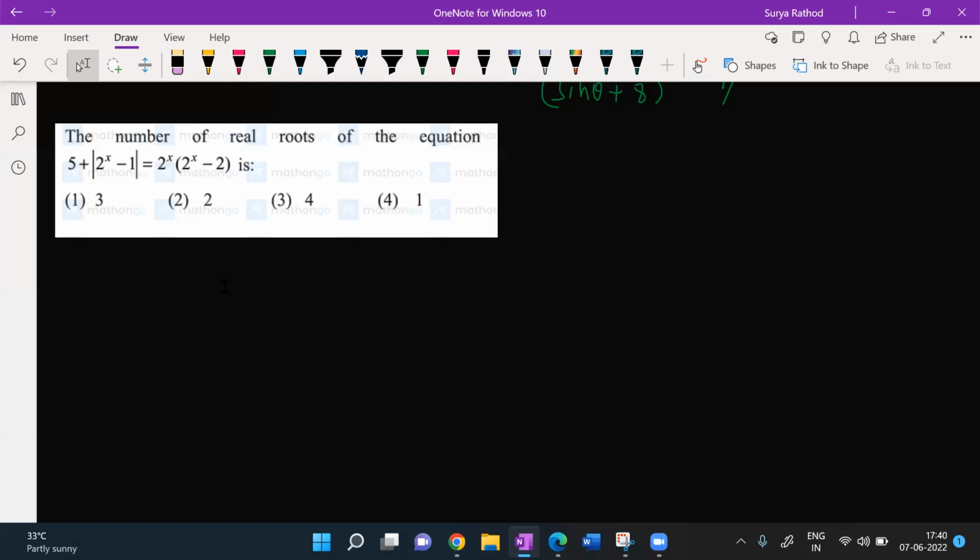Make it fast. The number of real roots. Very beautiful question. Very good question. Wonderful question. Just try to feel. I told you yesterday, in a very simple manner you can solve this type of question. Quick.